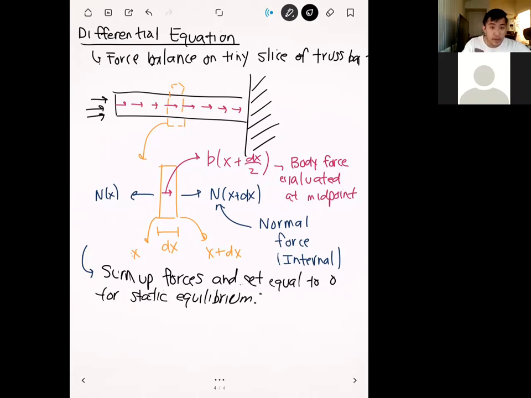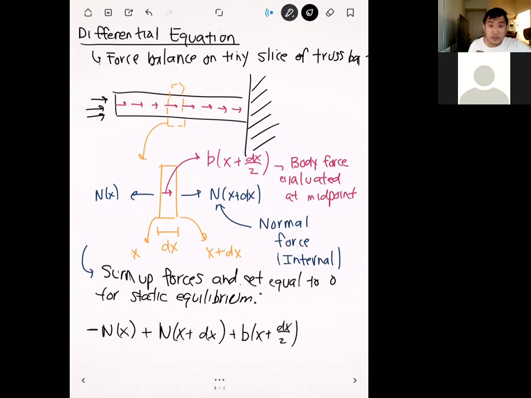Okay, so let's go ahead and do that. If we sum all the forces, let's start with n of x right here. Since n of x is pointing to the left, we're going to have a minus n of x. Plus, we're going to have our n of x plus dx, which is the internal normal force on the right. And then to that, we're going to add our contribution from the body force. So we're going to have plus b of x plus dx over 2.